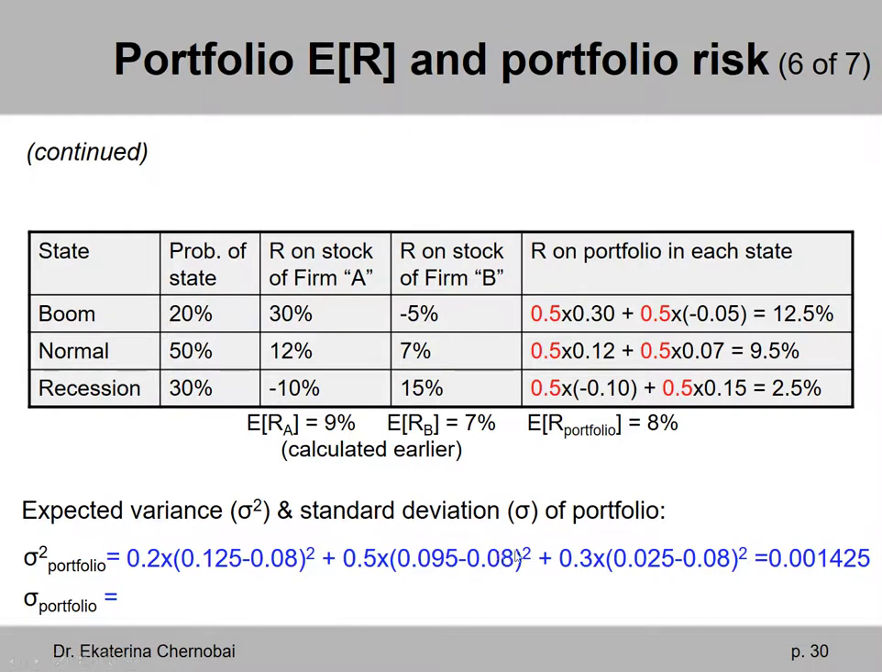Then we add the same thing, probability times the squared deviation for the portfolio in the normal state, and then the same thing one last time for the recession state. This gives us the portfolio expected variance. In decimals, it's 0.001425. The square root of that is the portfolio expected standard deviation of returns, which is in decimals 0.0377 or 3.77%.